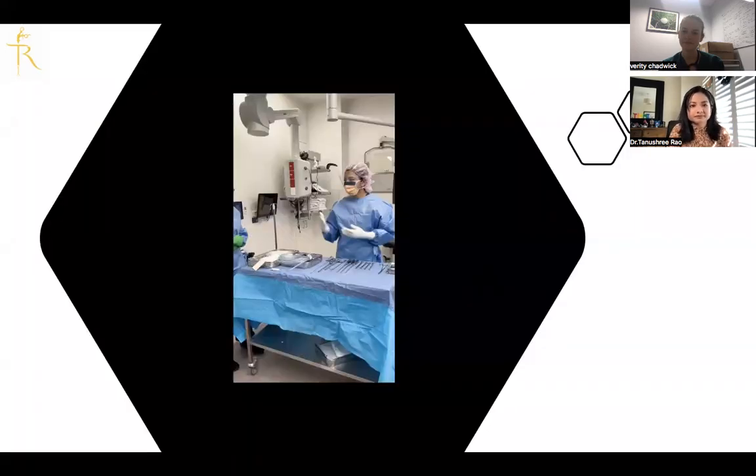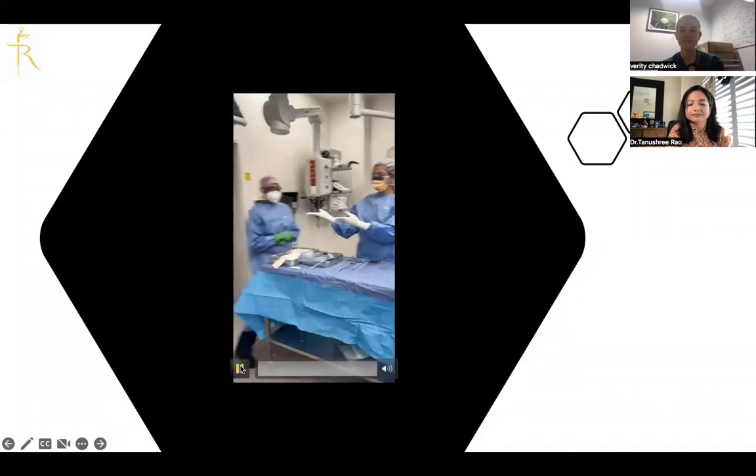So anything to do inside the uterus, so endometrial pathology, and sometimes even the vagina, we can use this. All right, so I did a recording in theater just to show you all the instruments that my tray would consist of for a hysteroscopy. I'm just going to play this and let me know if you can hear this well.